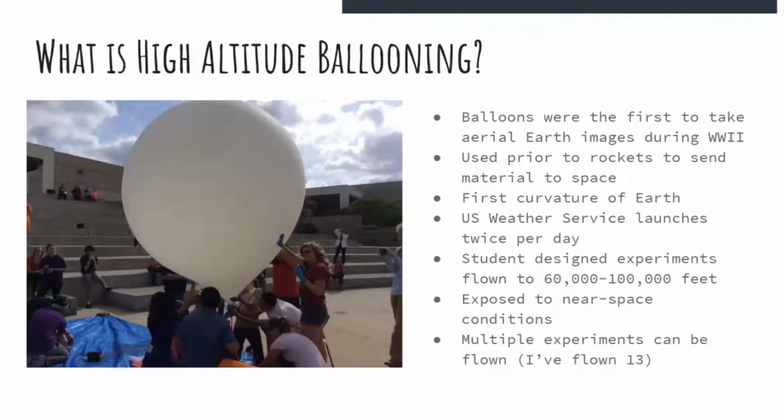So what the heck is it? High altitude balloons were the very first tools used during World War II to be able to capture images of Earth. These were used prior to sounding rockets to be able to sample components of the atmosphere, to be able to get pressure readings, temperature, altitude, density. So all of our initial investigations of the atmosphere were done aboard high altitude balloons. These gave us the very first picture of the curvature of Earth, proving that Earth is not flat.